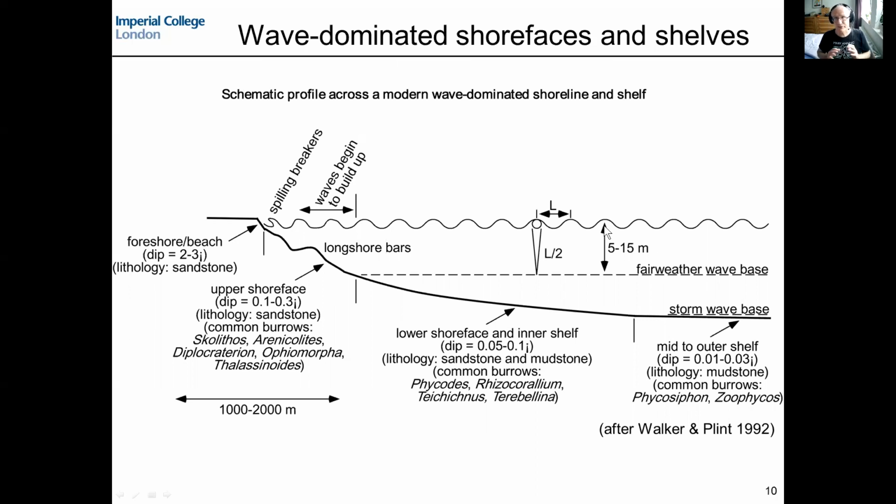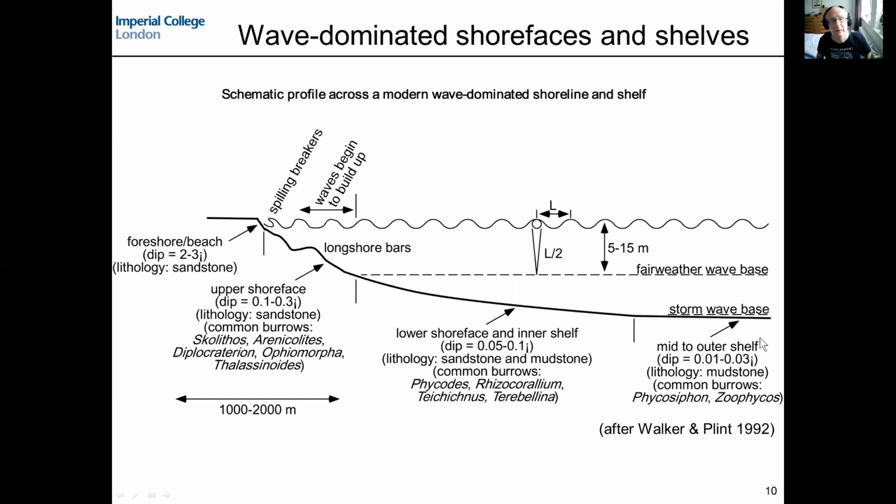However, we also have storms. So those could be winter storms, or they could be tropical hurricanes. Those generate much larger waves, much larger wavelengths, and therefore those large wavelength waves, their impact extends a lot deeper in the water column, down to storm wave base in here.